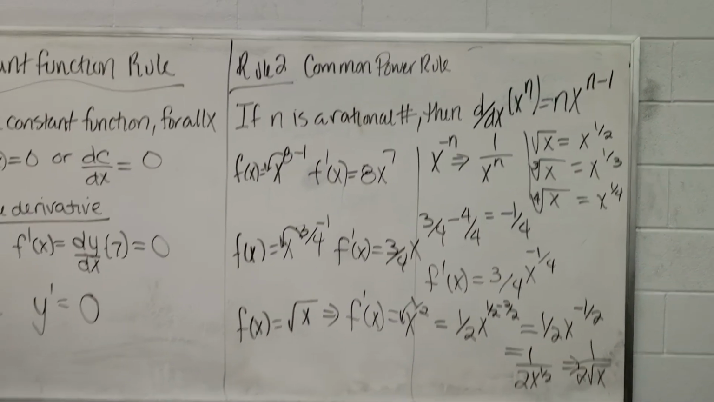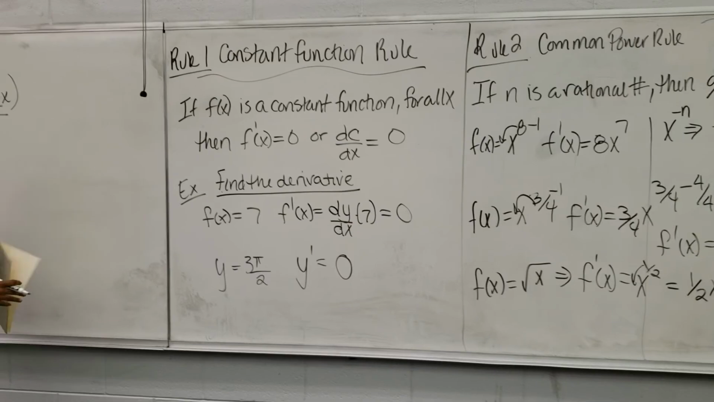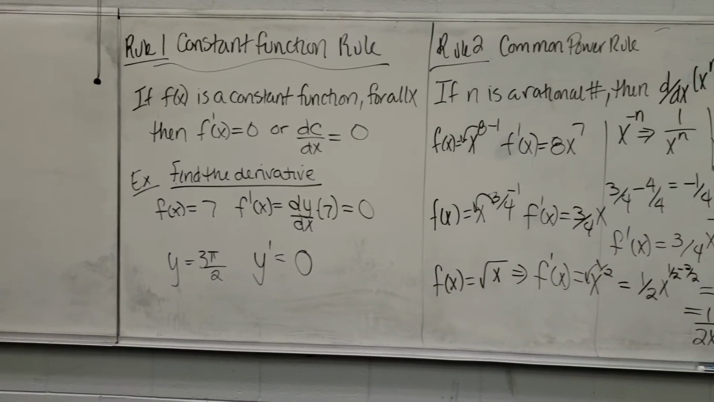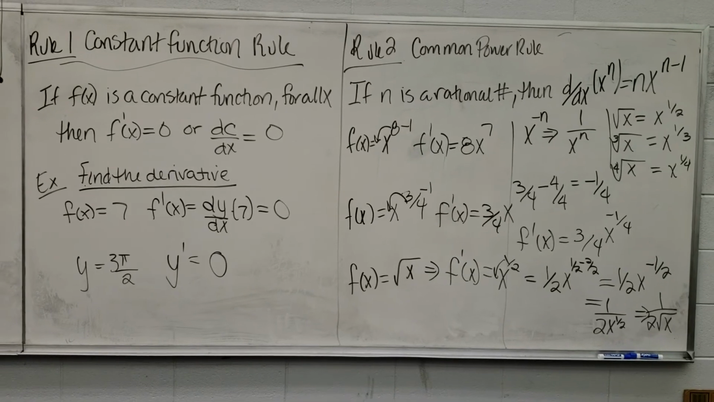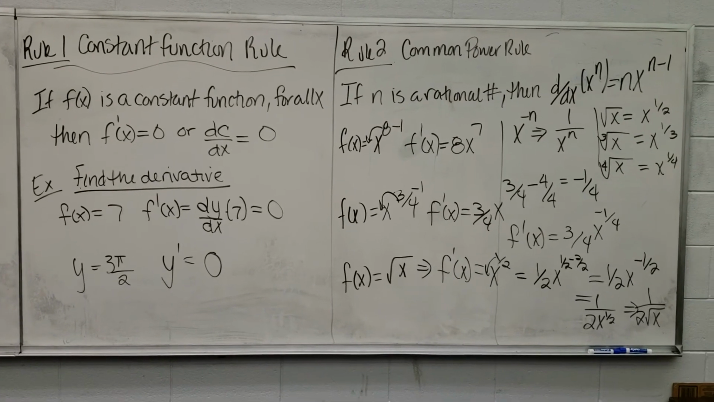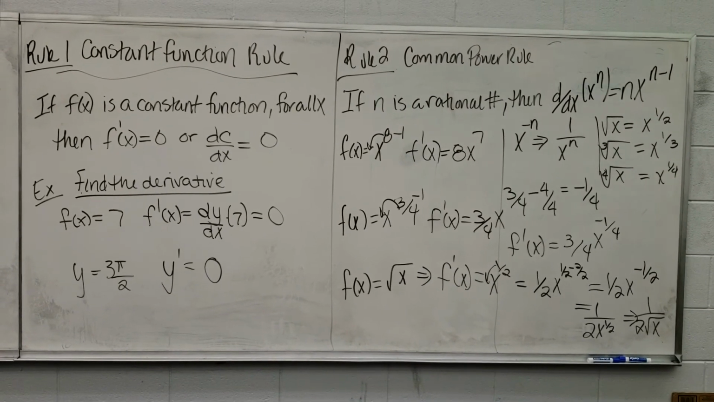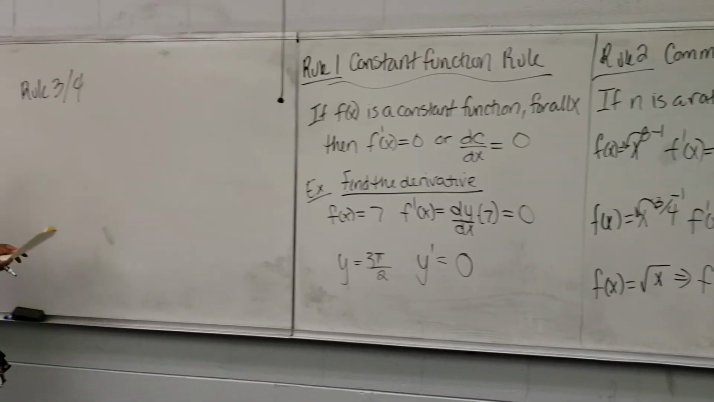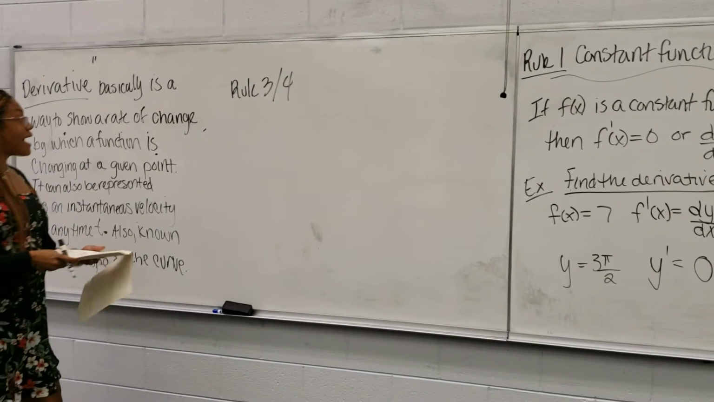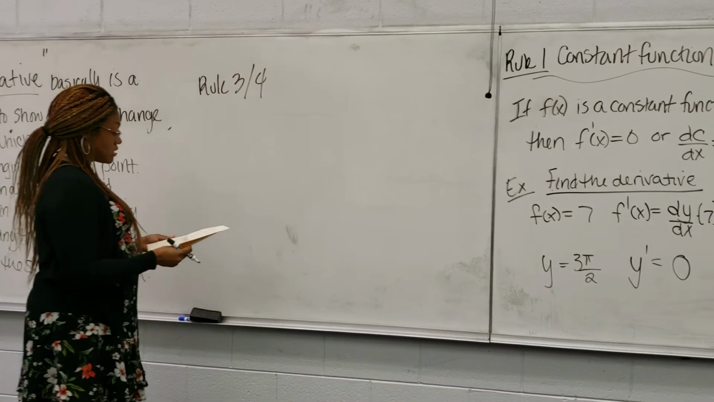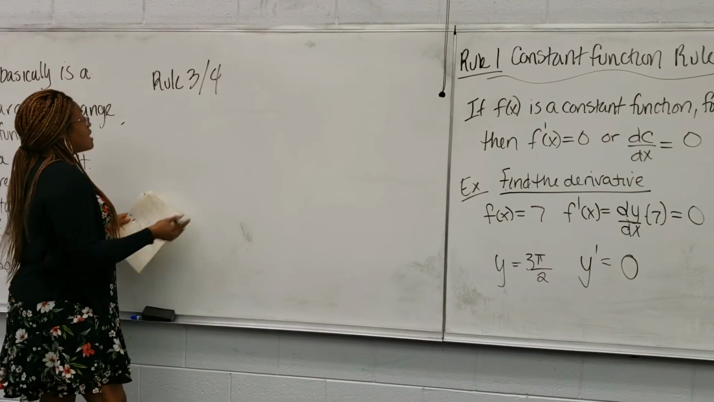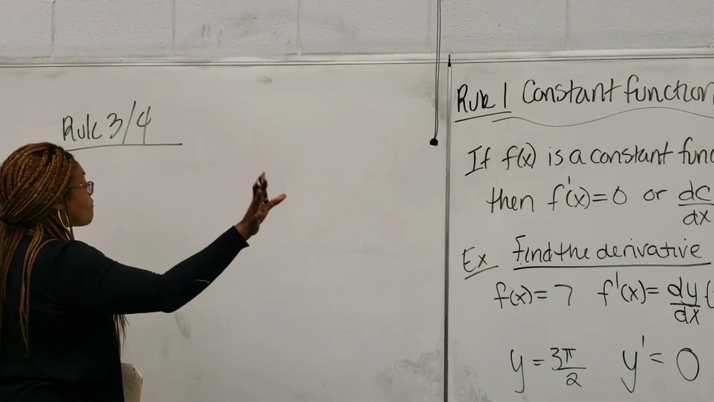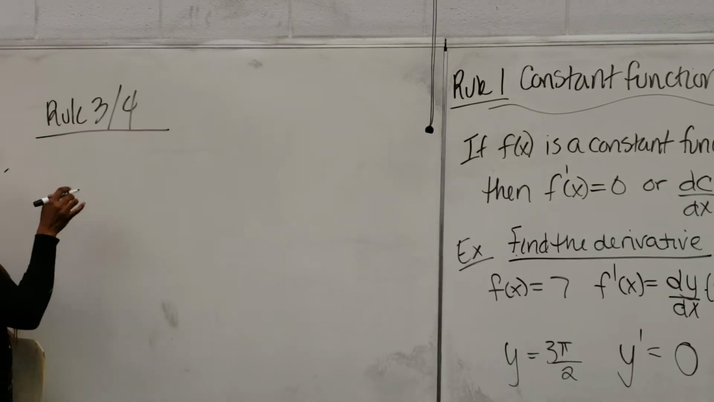I am also going to do rule 3 really quickly. Rule 3 talks about the constant terms, or the coefficients, rather. I'm just going to do rules 3 and 4, okay? Rules 3 and 4 have to do with coefficients and adding and subtracting. So I am not going to give you the formal definition. I'm just going to do it by example.